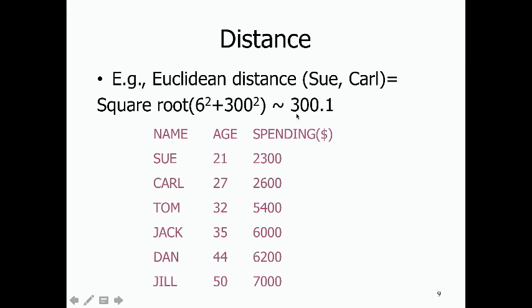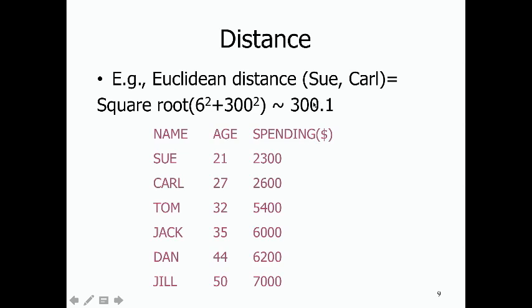Okay, so similar example, Sue and Carl. The square of the difference in their age is 6 squared, and the square of the difference in their spending is 300 squared. Then you take the square root of this total value. It will become 300 point something, probably 0.6 or so, just round up to 301.